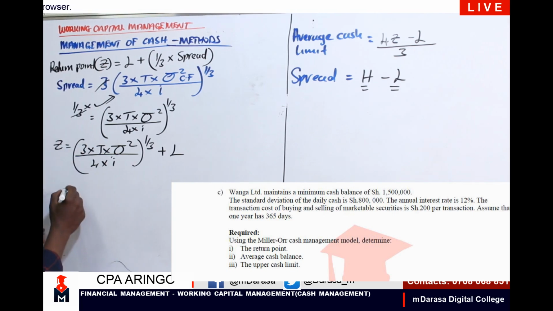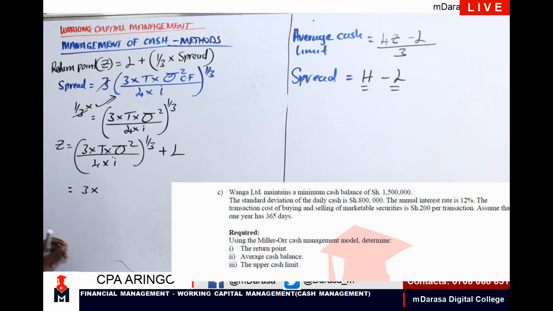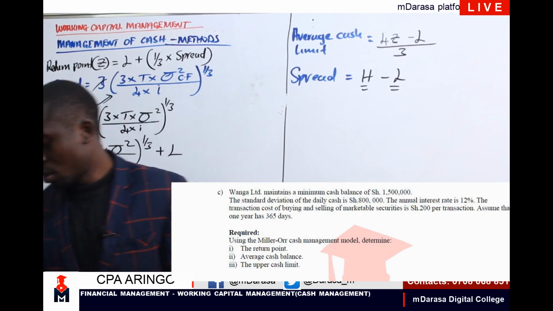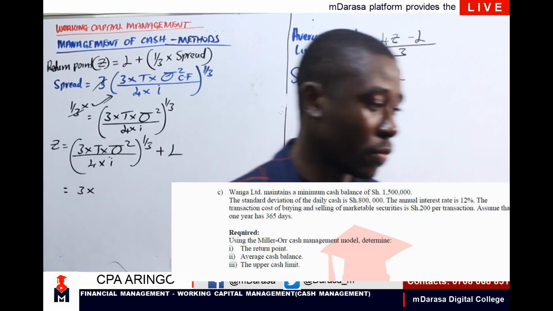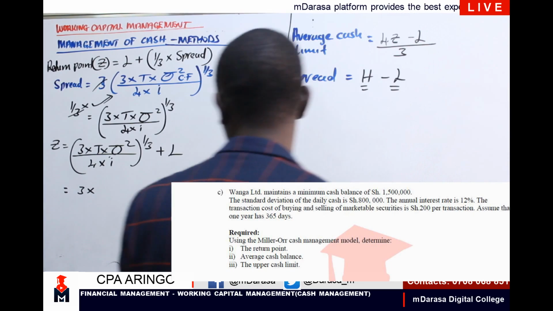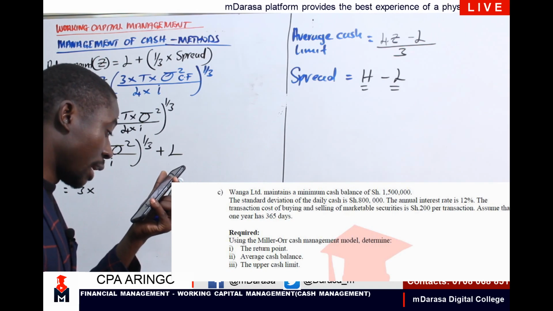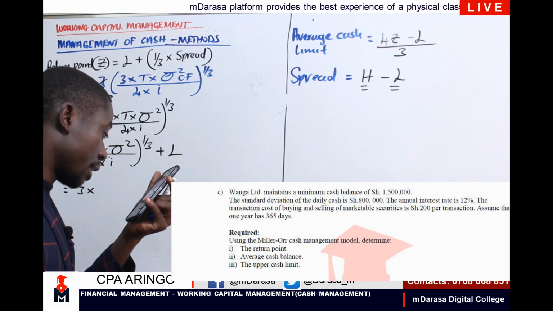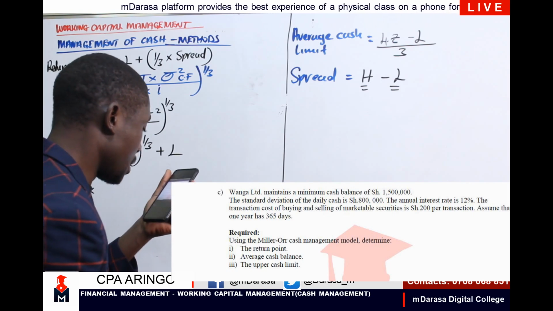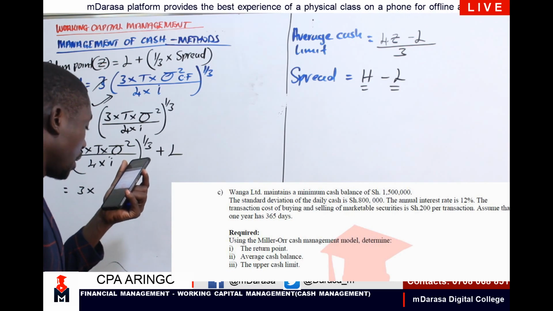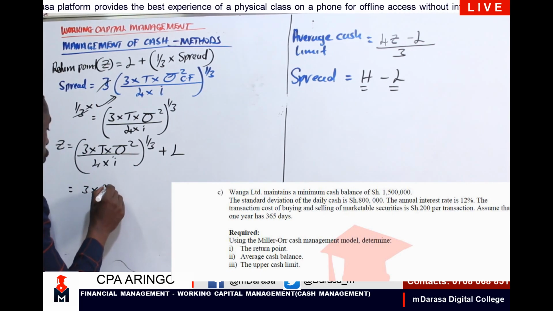So here my Z will be 3 times, the good examiner, did he give us the transaction cost? Yes, you are given. You are told that the transaction cost of buying and selling of marketable securities is 200 per transaction. Assume that 1 year has 365 days. So my transaction cost was 200.